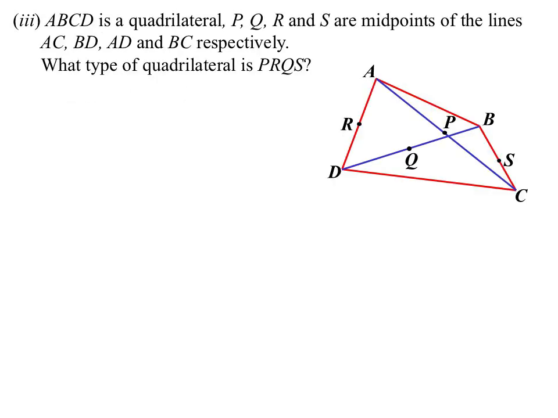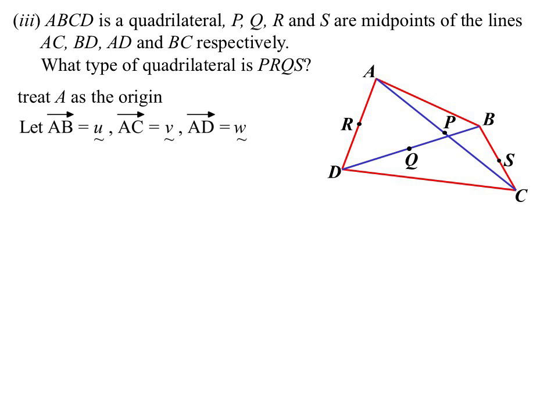Ooh, this one's a little bit more interesting. ABCD, quadrilateral. PQRS, midpoints of those different lines. What type of quadrilateral will PRQS be? Wow, so what to do? I'm going to choose A to be the origin, that's the one. So all of those vectors that are coming out from A, I'll give them a name. So AB I'll call U, AC I'll call V, AD I'll call W. There's my vectors. Now we need to find out some information about P, Q, R and S because that's the shape I want to prove.